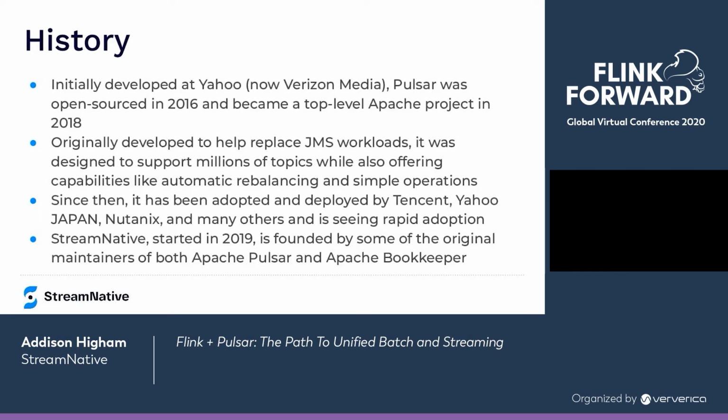A quick background on history. Apache Pulsar was developed at Yahoo, now Verizon Media, and it was open sourced in 2016 and became a top-level Apache project in 2018. The original use case was to replace a lot of JMS workloads while also being able to do longer retention and to be much more operationally simple. Since then, it's been adopted by a lot of companies and continues to see rapid adoption, like Tencent, Yahoo Japan, Nutanix, etc.